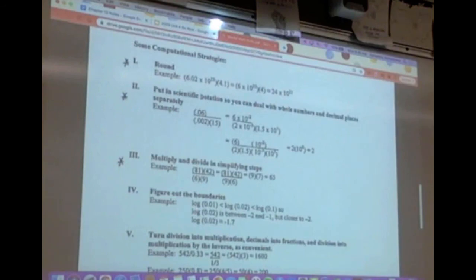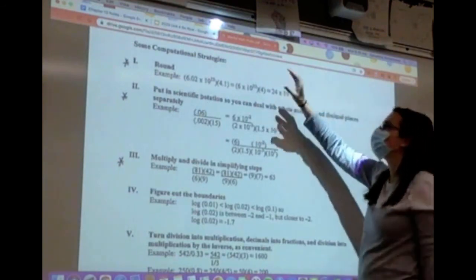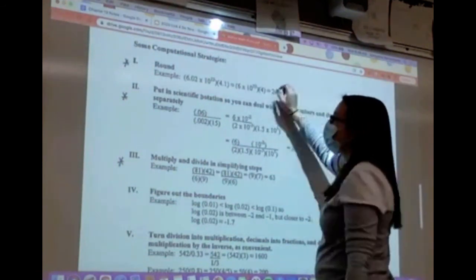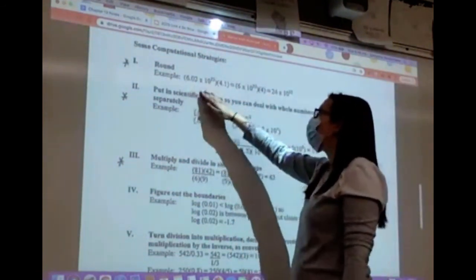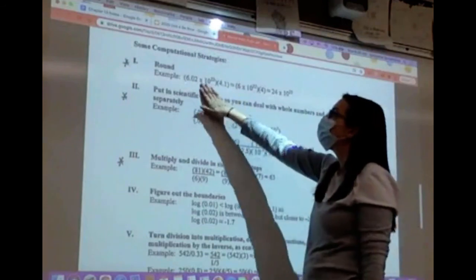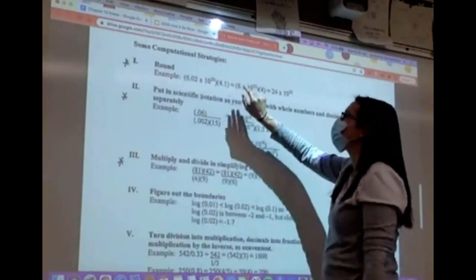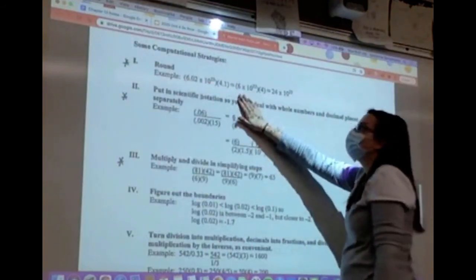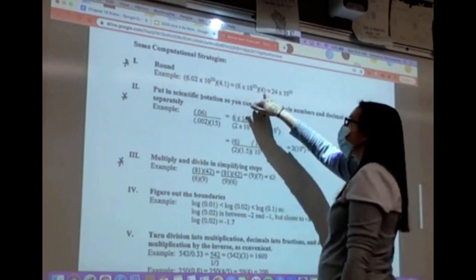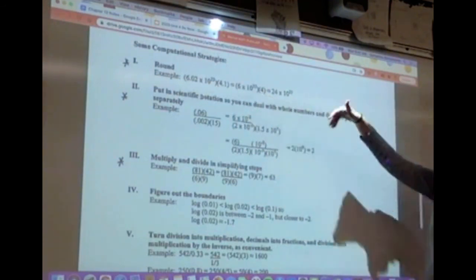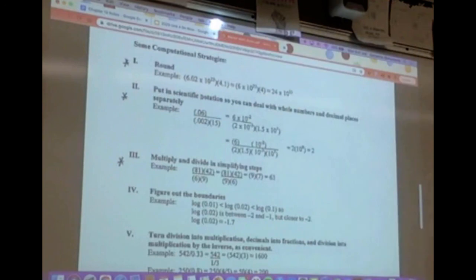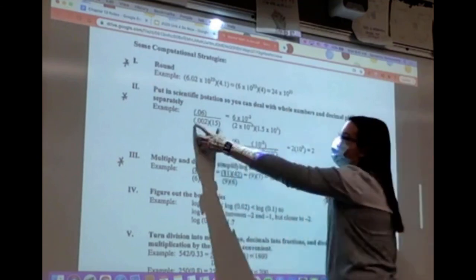So on the back of the page, round when you can. Instead of doing Avogadro's number times 4.1, round 6.022 to just 6. Because then you have 6 times 4, so you have 24 times 10 to the 23rd, instead of trying to do the exact math. We're going to look at some of this today.